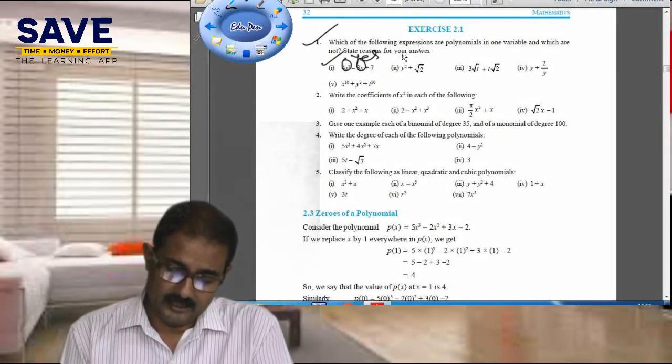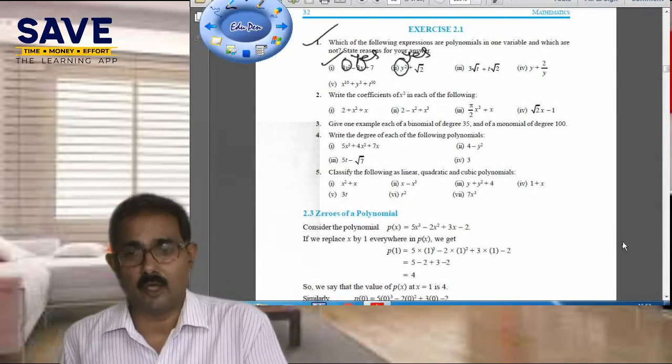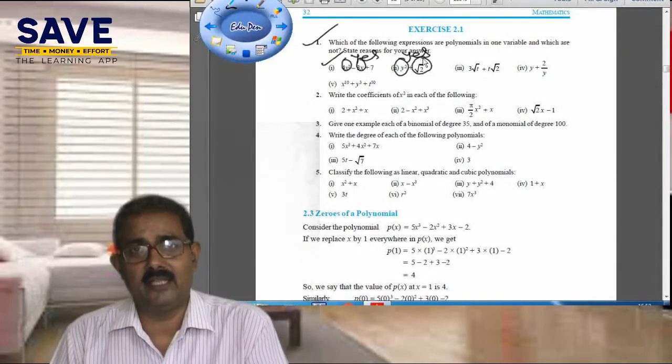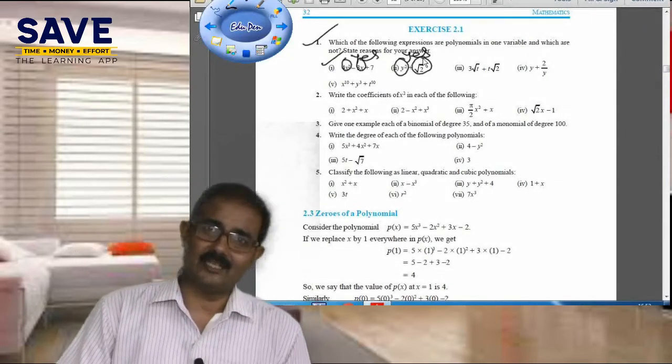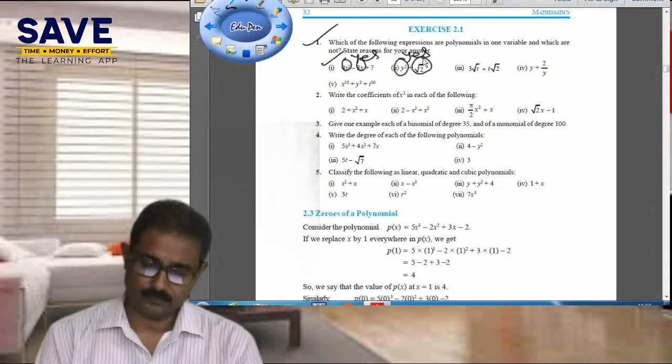Second part, yes, it is also a polynomial because the power of y is 2, which is a whole number, and this is the constant term. Constant terms can be in the square root. So yes, it is a polynomial because the power of the variable here is a whole number.